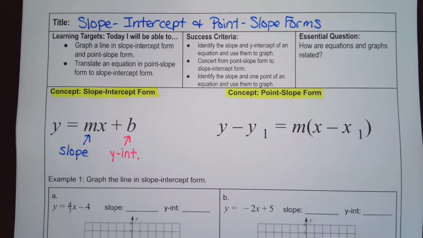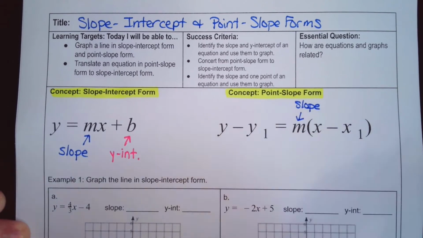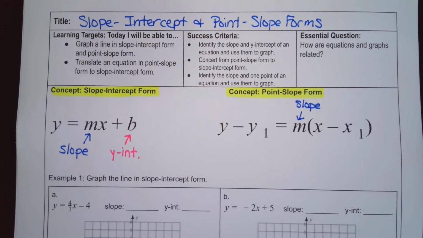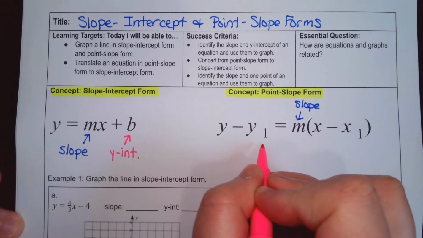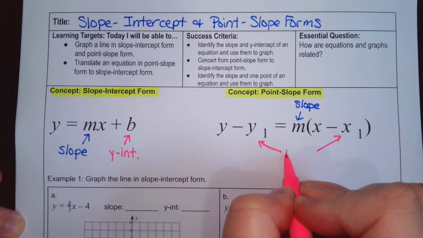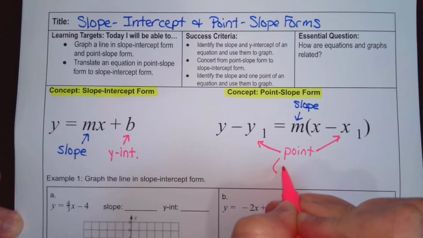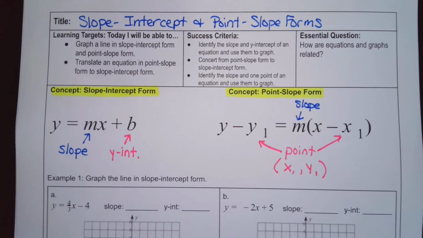Then we have point-slope form. This one is a little bit more uncommon. So this is y minus y1 is equal to m times x minus x1. Now, m is still slope. It's called point-slope form because we have a point in here. y1 and x1 create our point, so it's going to be x1 comma y1. So we want to be on the lookout for that.